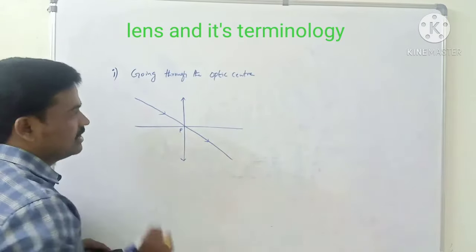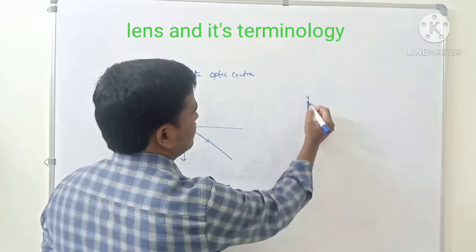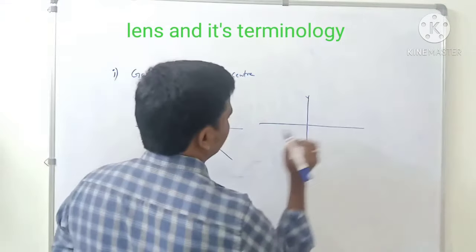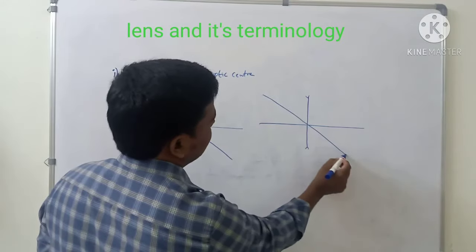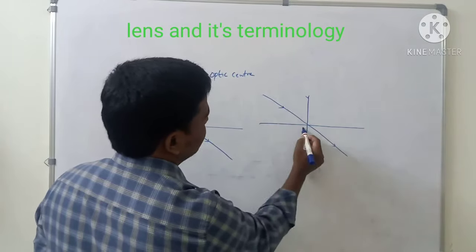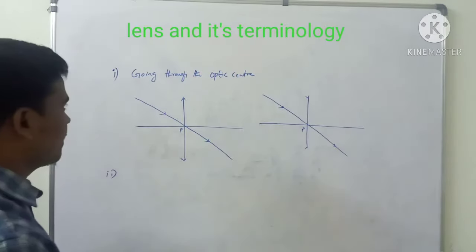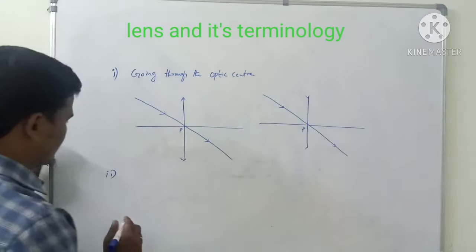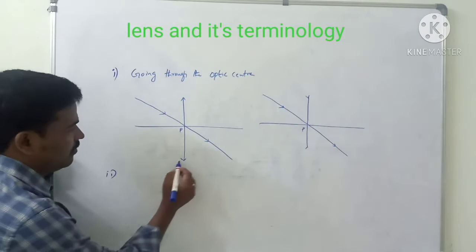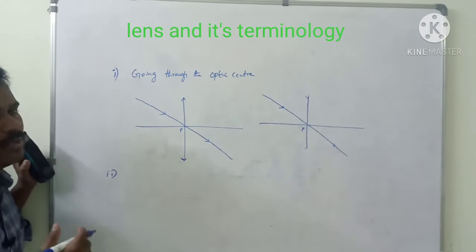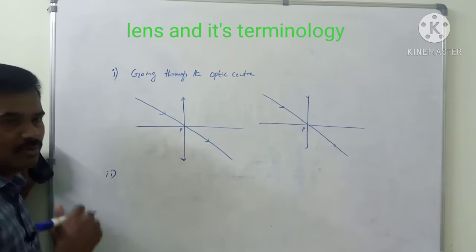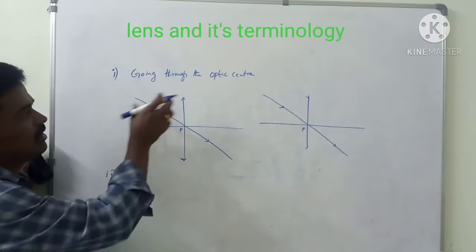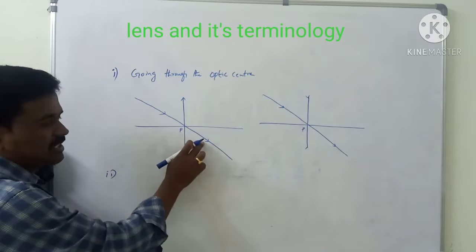Next, we can draw the same for the concave lens. This is the symbol for a concave lens, and this is the principal axis. The ray going through the optic center doesn't deviate. This is rule number 1. We must know these rays to understand how images are formed by the lens. The ray going to the optic center doesn't deviate.